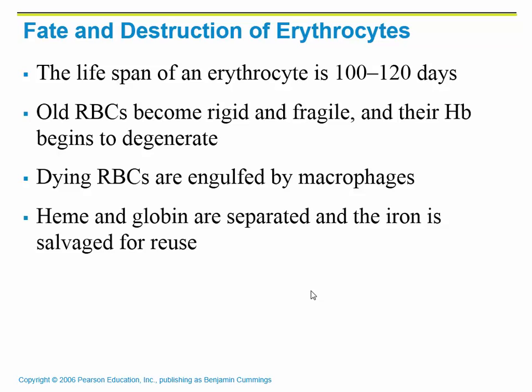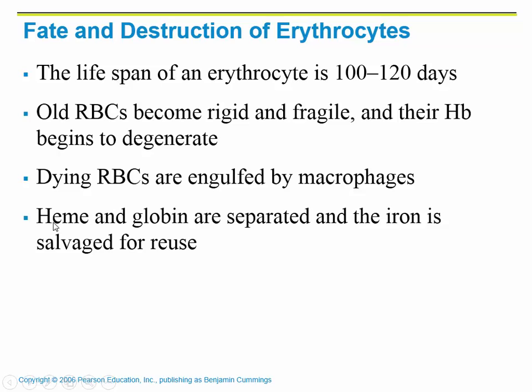Now, erythrocytes can't last forever, just like any other cell, so they have a programmed cell death called apoptosis, and they actually live for about 100 to 120 days. And because they don't have a nucleus, they can't actually go through mitosis and replicate themselves. So what happens is they're going through and carrying all this oxygen, their cell membrane starts to become rigid and fragile. Their hemoglobin starts to degenerate, so they can't carry as much oxygen. And so eventually they're going to be engulfed by macrophages, which are going to phagocytize the red blood cells and break them down into parts that can be recycled.